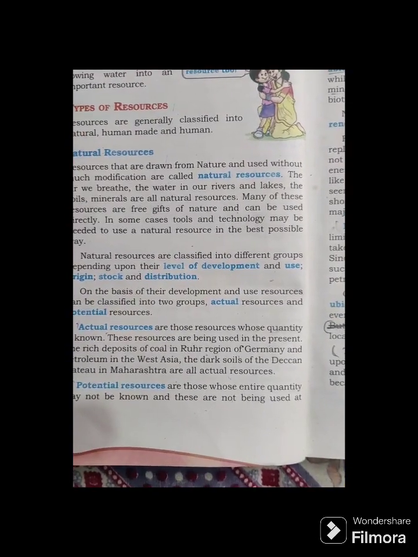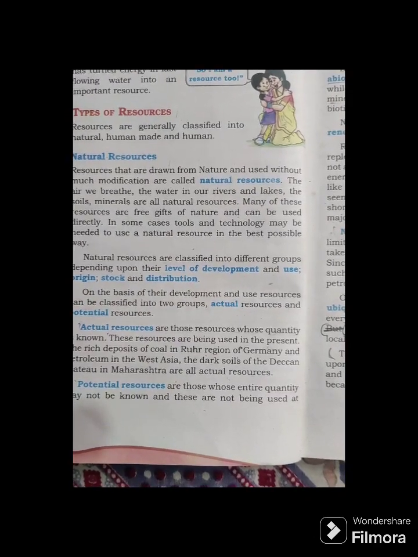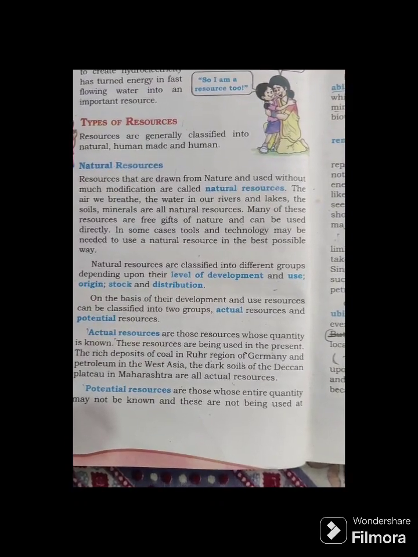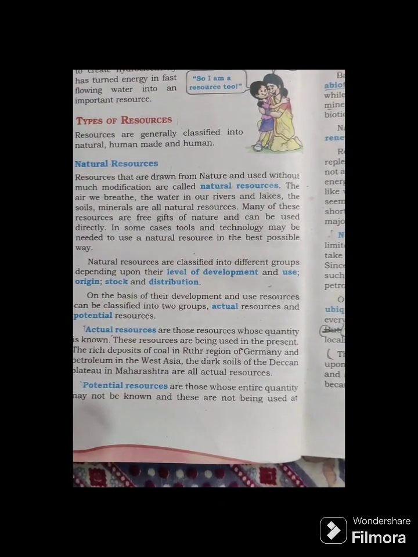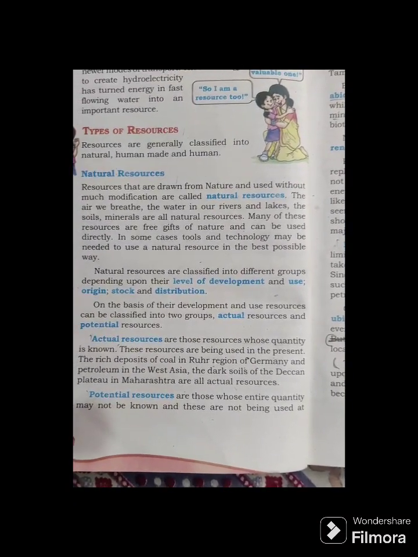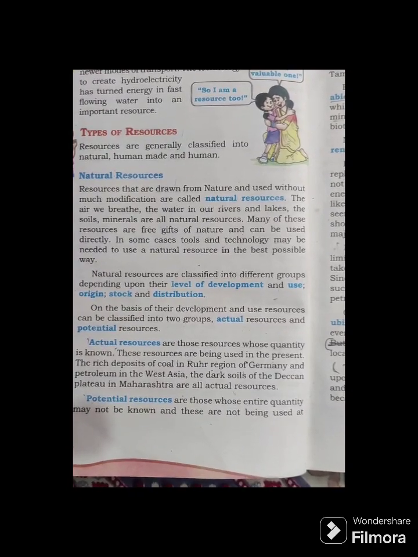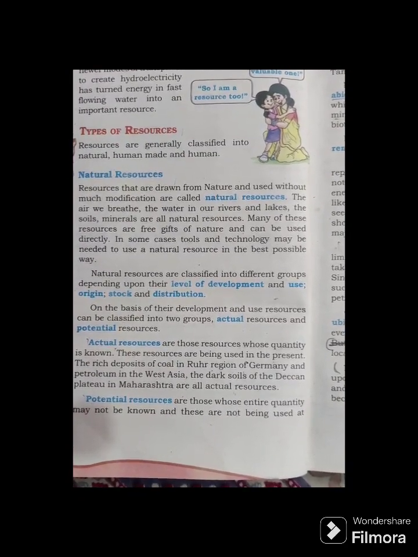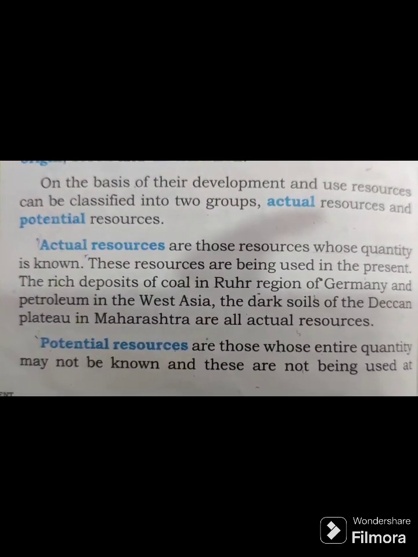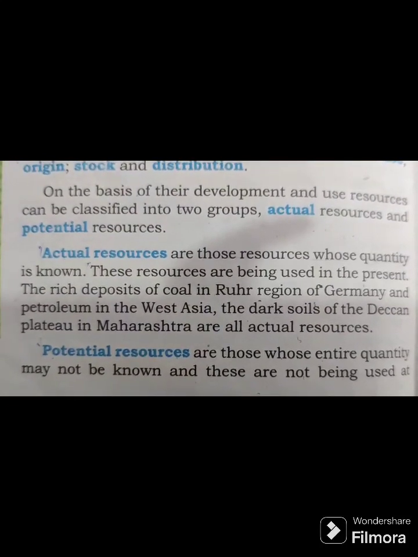On the basis of their development and use, resources can be classified into two groups: actual resources and potential resources. Actual resources are those resources whose quantity is known. These resources are being used in the present. The rich deposits of coal in the Ruhr region of Germany and petroleum in West Asia, the dark soils of the Deccan Plateau in Maharashtra are all actual resources.